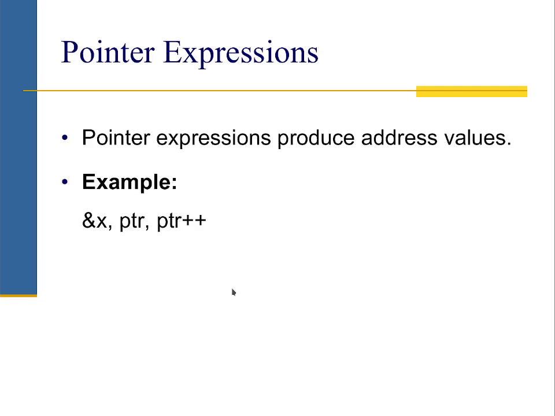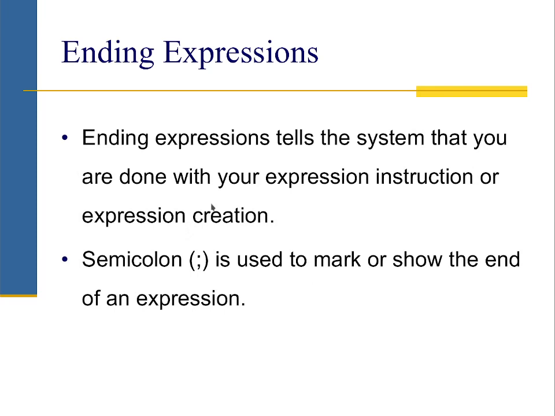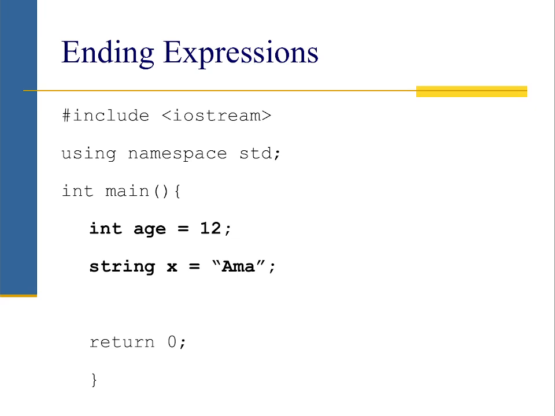Now we have pointer expressions, and they produce address values, just like these ones here. And then statements also tell the system that you are done with your expression instructions or expression creation, and they normally use the semicolon. We will look at some very soon. So here you can see that after this statement we use a semicolon to tell the compiler we are done with this line. And also here is another one and another one and another one. So we always terminate a line with our semicolon.